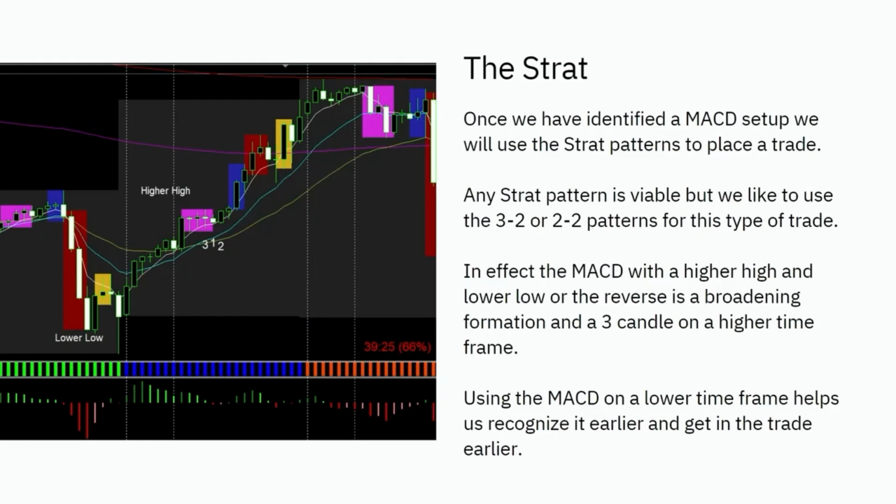The Strat. Once we have identified a MACD setup, we will use the Strat patterns to place a trade. Any Strat pattern is viable, but we like to use the 3-2 or 2-2 patterns for this type of trade. In effect, the MACD with a higher high and a lower low, or the reverse, is a broadening formation, and a 3 candle on a higher time frame. Using the MACD on a lower time frame helps us recognize it earlier and get in the trade earlier.